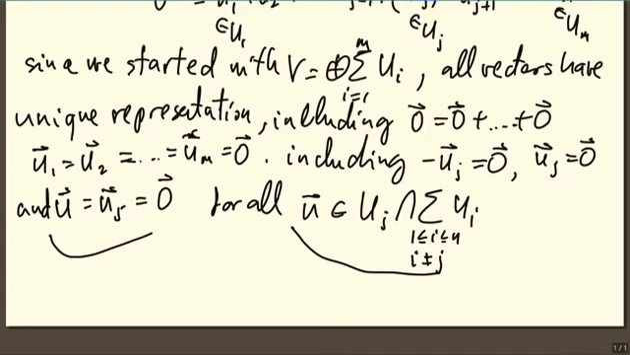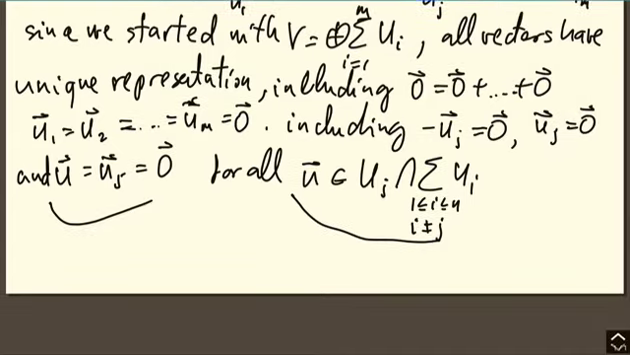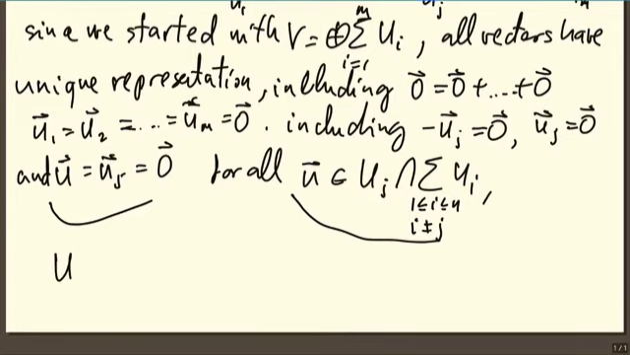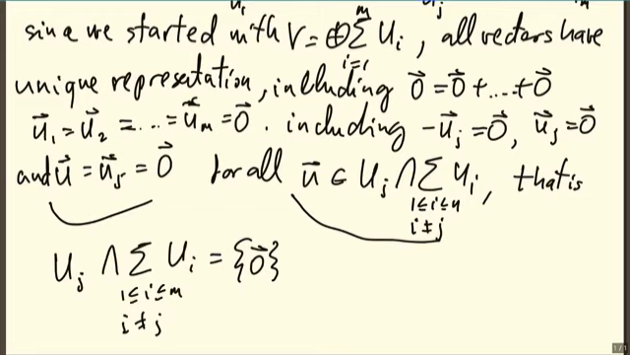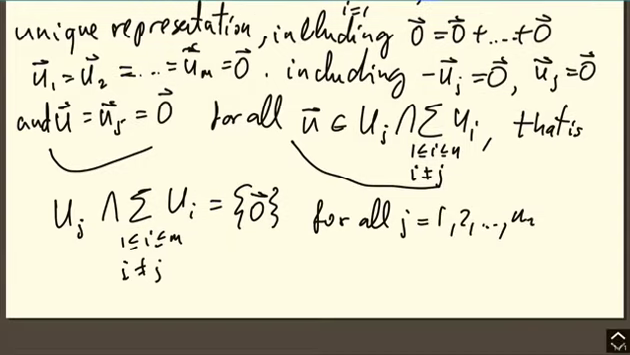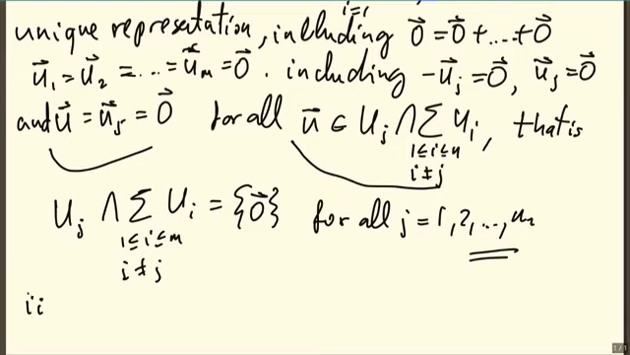That means all vectors are 0 vectors in this intersection. So that means this whole intersection is just the set with the 0 vector. We didn't specify what j is, so this holds for all j in general. So this shows one direction, that 1 implies 2.